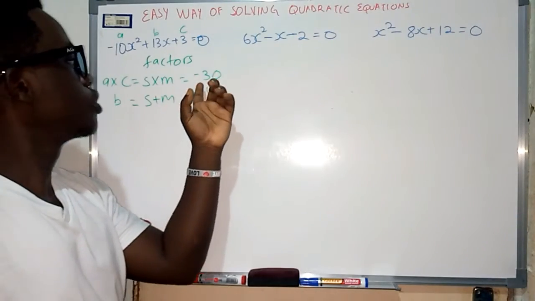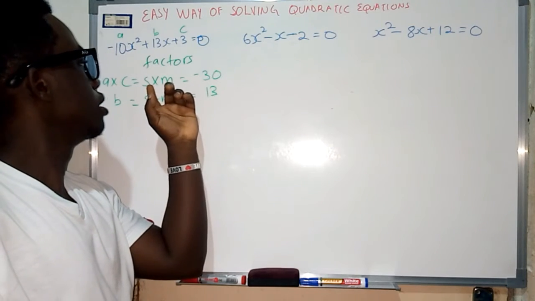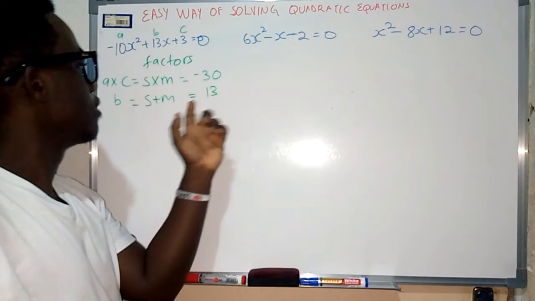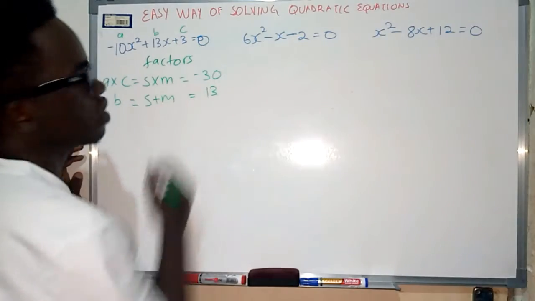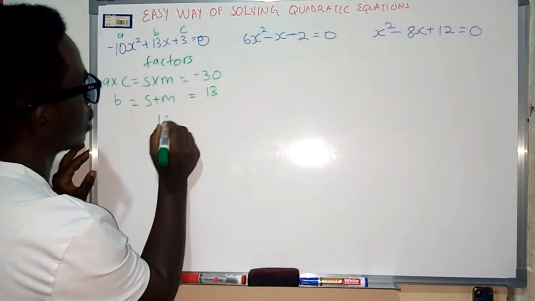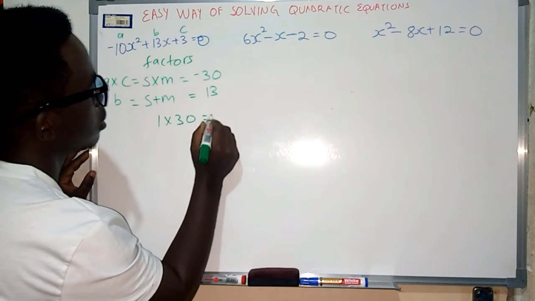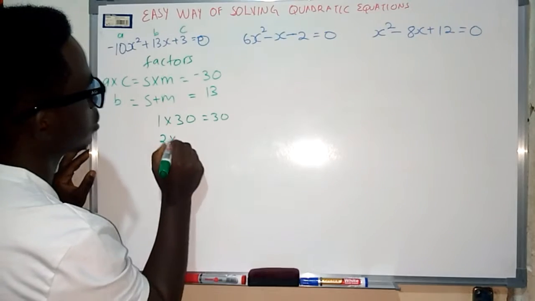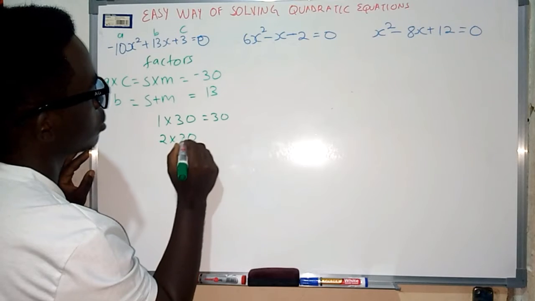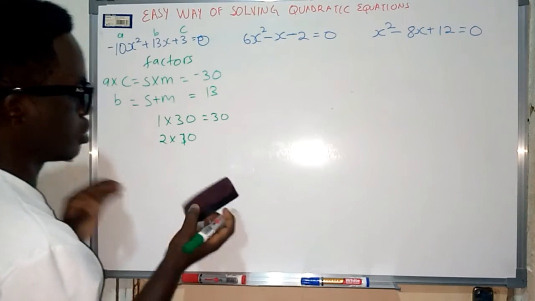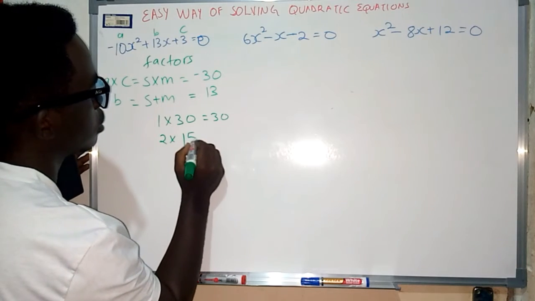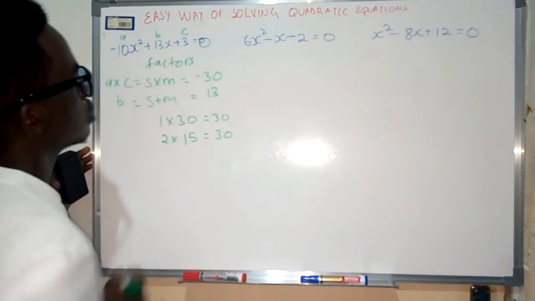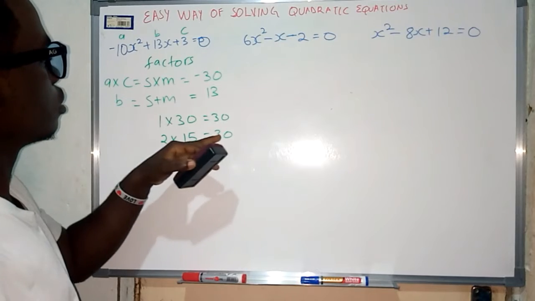Numbers which you can multiply and get negative 30, and if you add those numbers, you get 13. So I'm going to look for the factors of 30. For 30, you have 1 times 30, which is 30. Then 2 times 15, thereby you get 30. So you realize that with 2 and 15, you get 30.